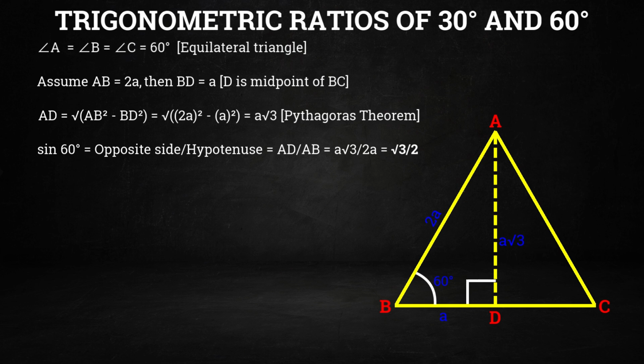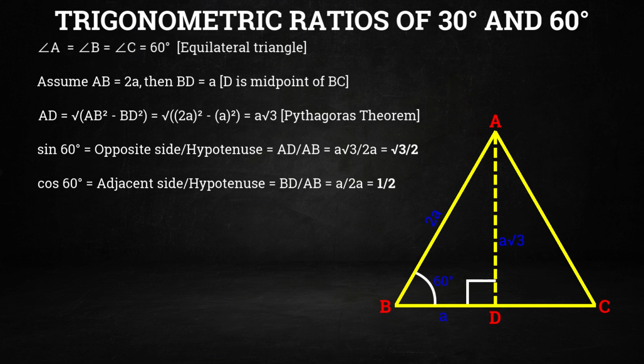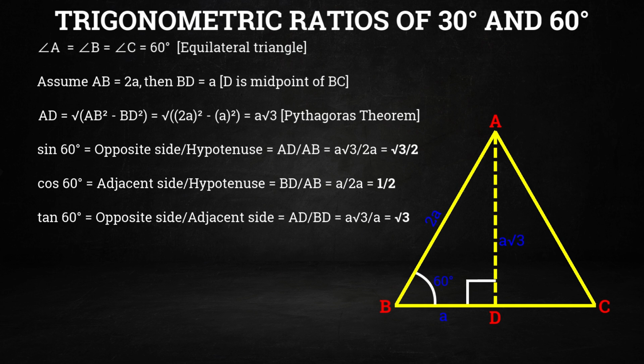Sine 60 degree, which is opposite by hypotenuse, equal to root 3 by 2. Cos 60 degree, which is adjacent by hypotenuse, equal to 1 by 2. Tan 60 degree, which is opposite by adjacent, equal to root 3.